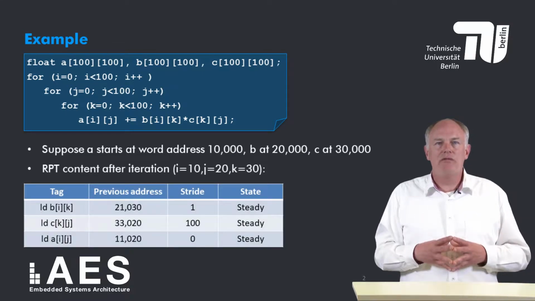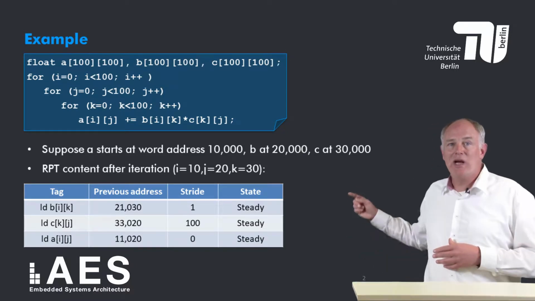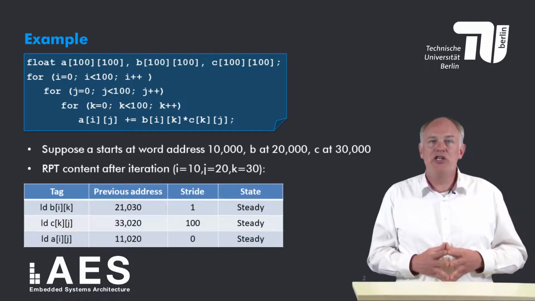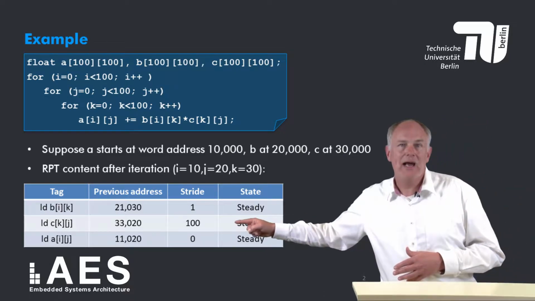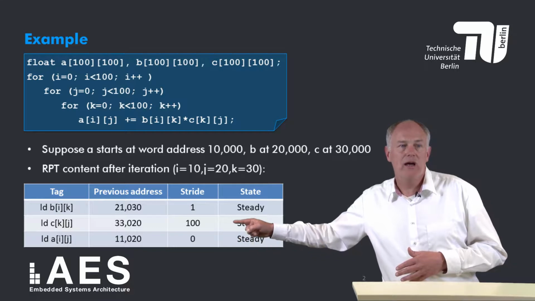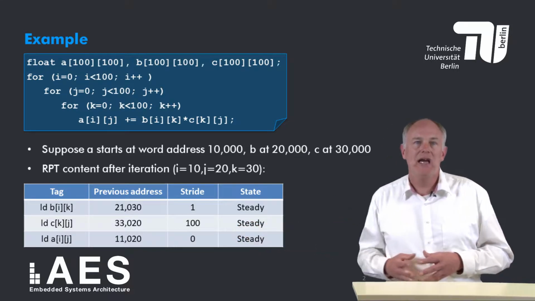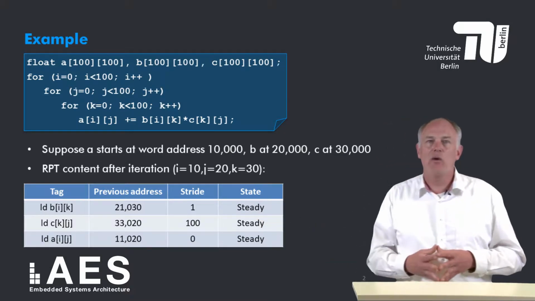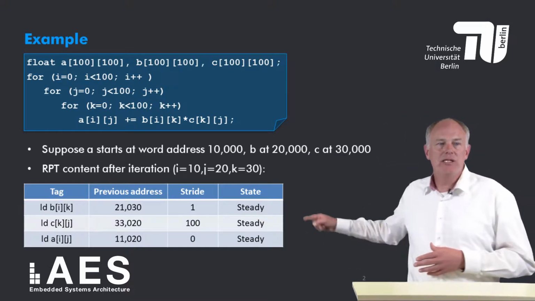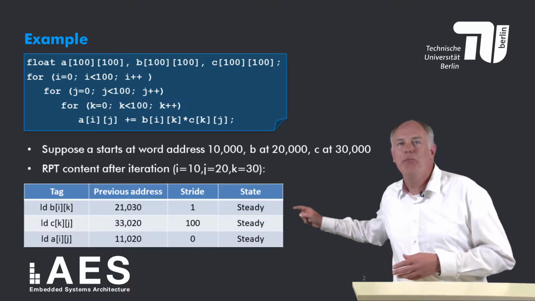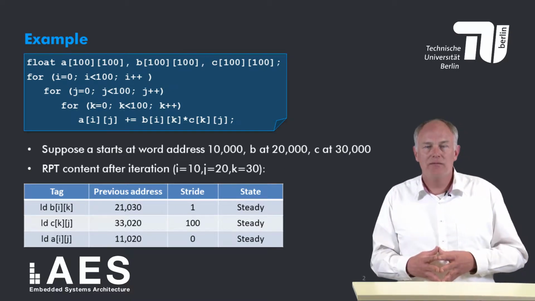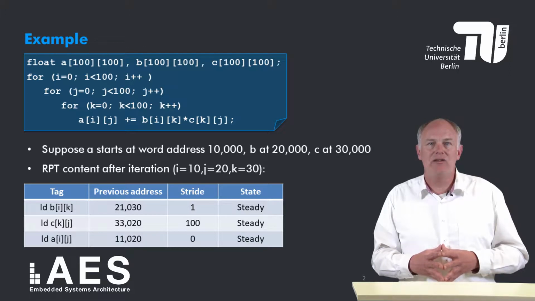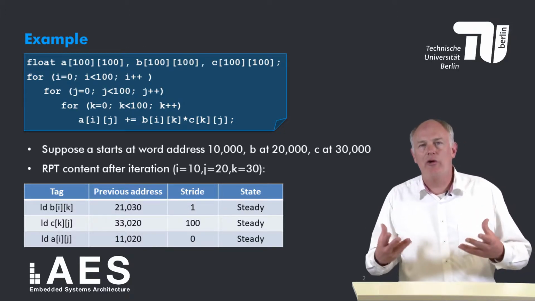Then part of the content of the reference prediction table after iteration I equals 10, J equals 20, and K equals 30 is shown in this table. If there are no conflicts in the RPT, the load of B[I][K], the load of C[K][J], and the load of A[I][J] will all be in the RPT. Let's consider the load of B[I][K] first. The word address of B[10][30], which is the element accessed in this iteration, is 21,030 decimal.